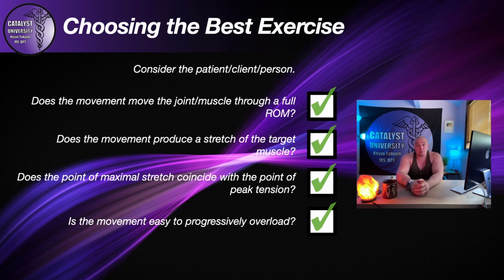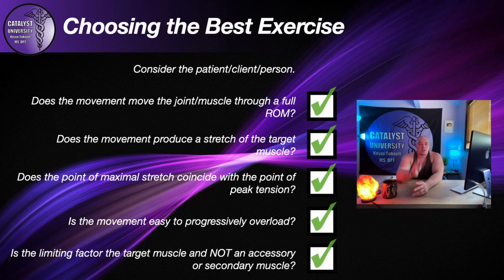So yes, we want a full range of motion. Yes, we want a stretch of the target muscle. We want theoretically that stretch to correspond to the point of maximum tension on the muscle. We want easy progressive overload, and number 5, which is more applicable here for the transverse plane, we want the target muscle to be the limiting factor in the movement. We don't want other secondary or stabilizer muscles, let's say, to be the limiting factor.